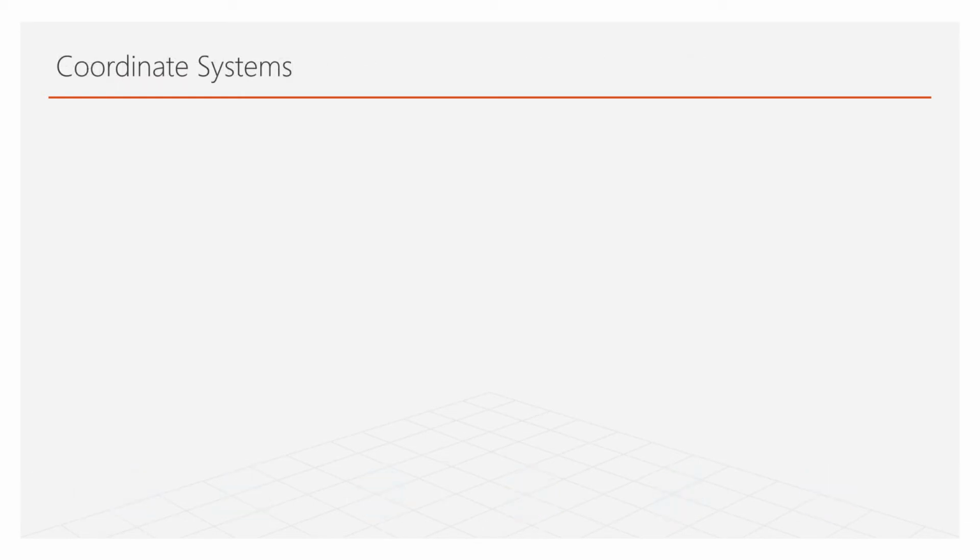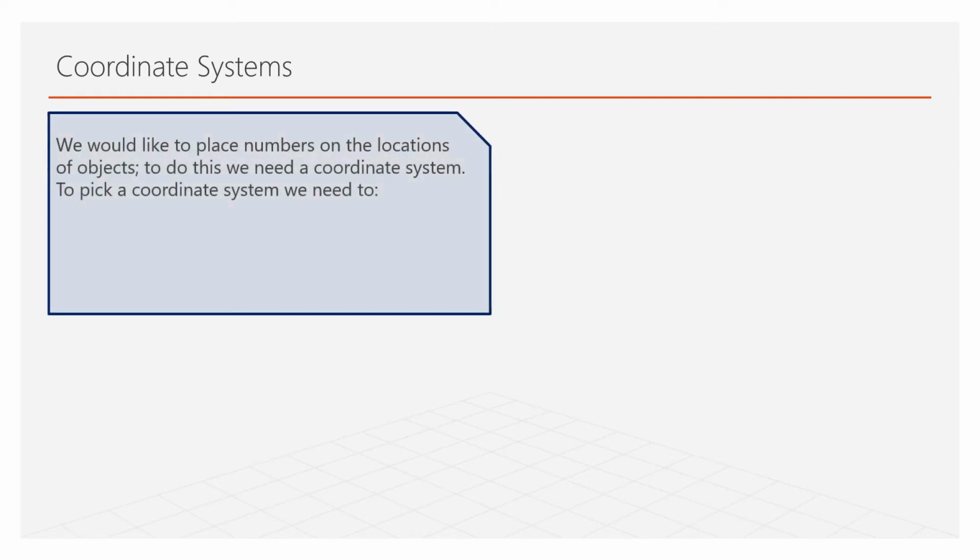Let's now discuss the topic of coordinate systems. We would like to place numbers on the locations of objects. To do this, we need a coordinate system. To pick a coordinate system, you need to do these things. First, pick the location of 0, then pick which direction is positive, and then give the coordinate a label.